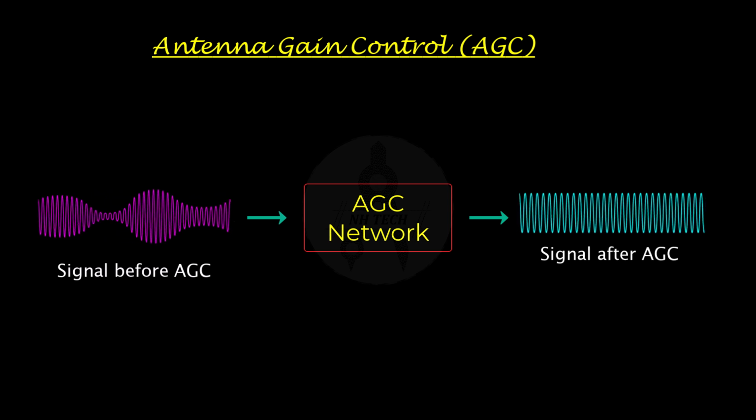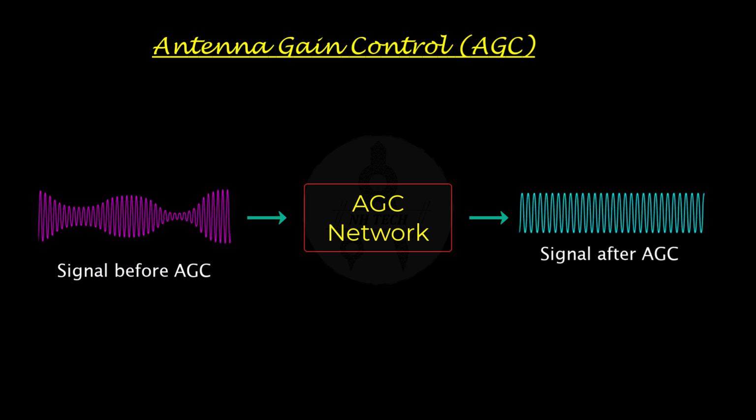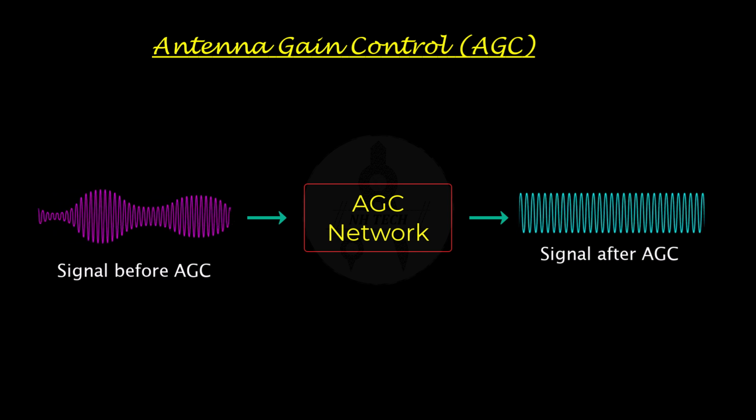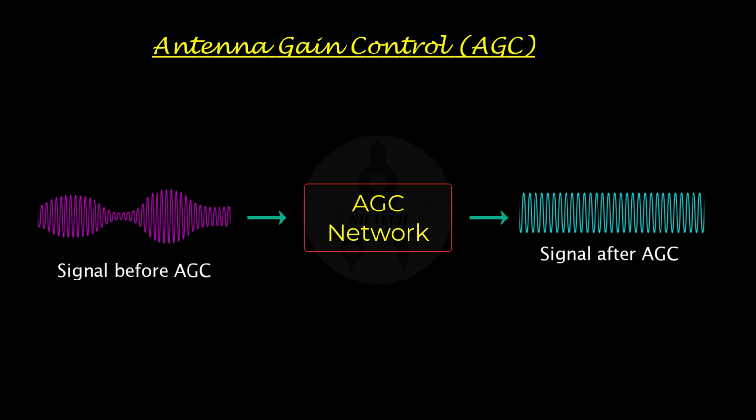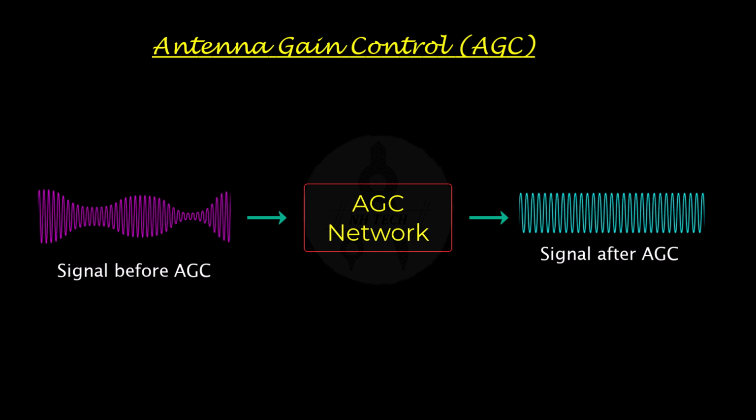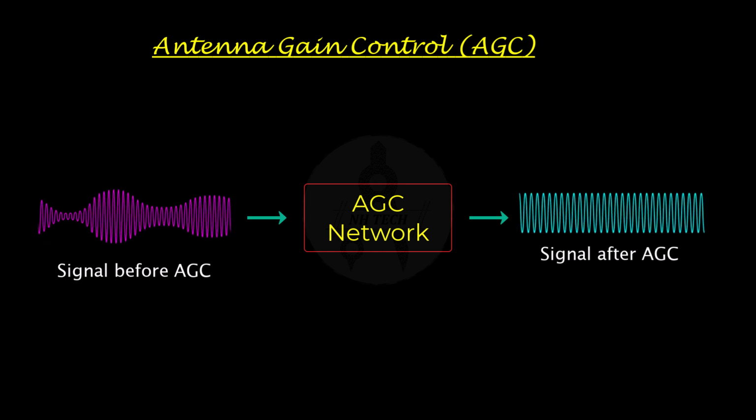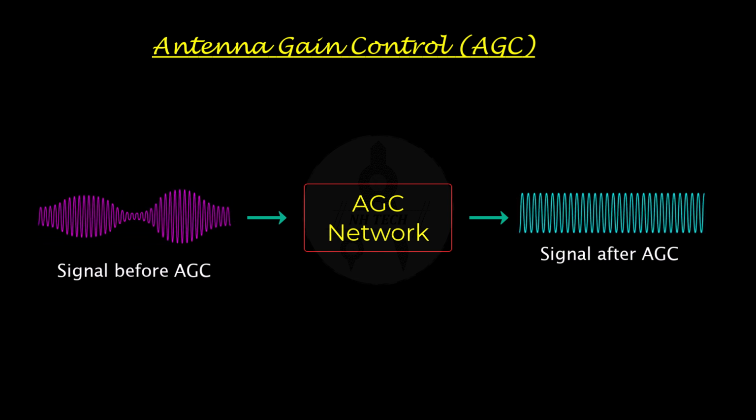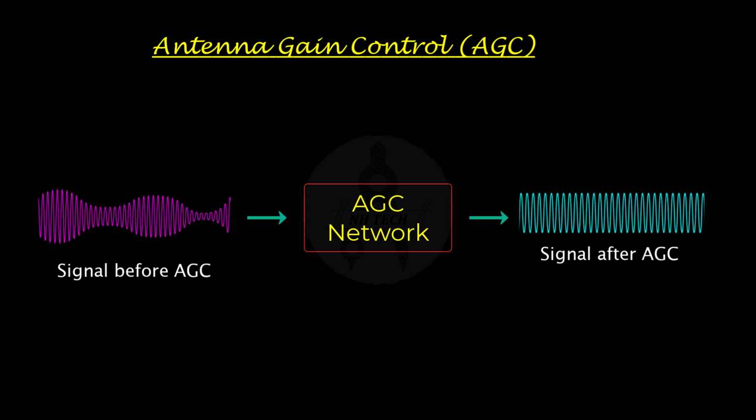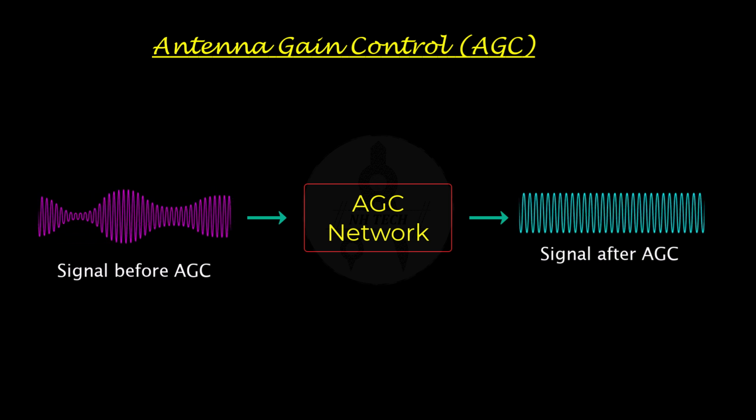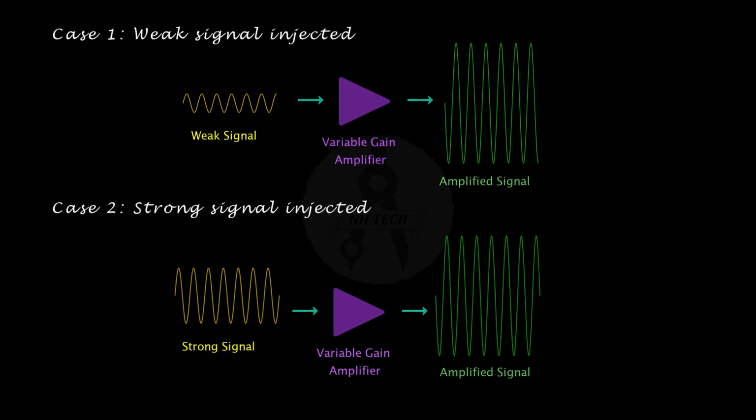AGC is essentially a smart technique used in electronic systems to automatically adjust the gain of an amplifier based on the strength of the incoming signal. It continuously monitors the signal level and dynamically increases or decreases the gain so that the output remains within an optimal range. In simple words, AGC makes sure that whether the input signal is weak or strong, the output stays stable and usable for further processing.